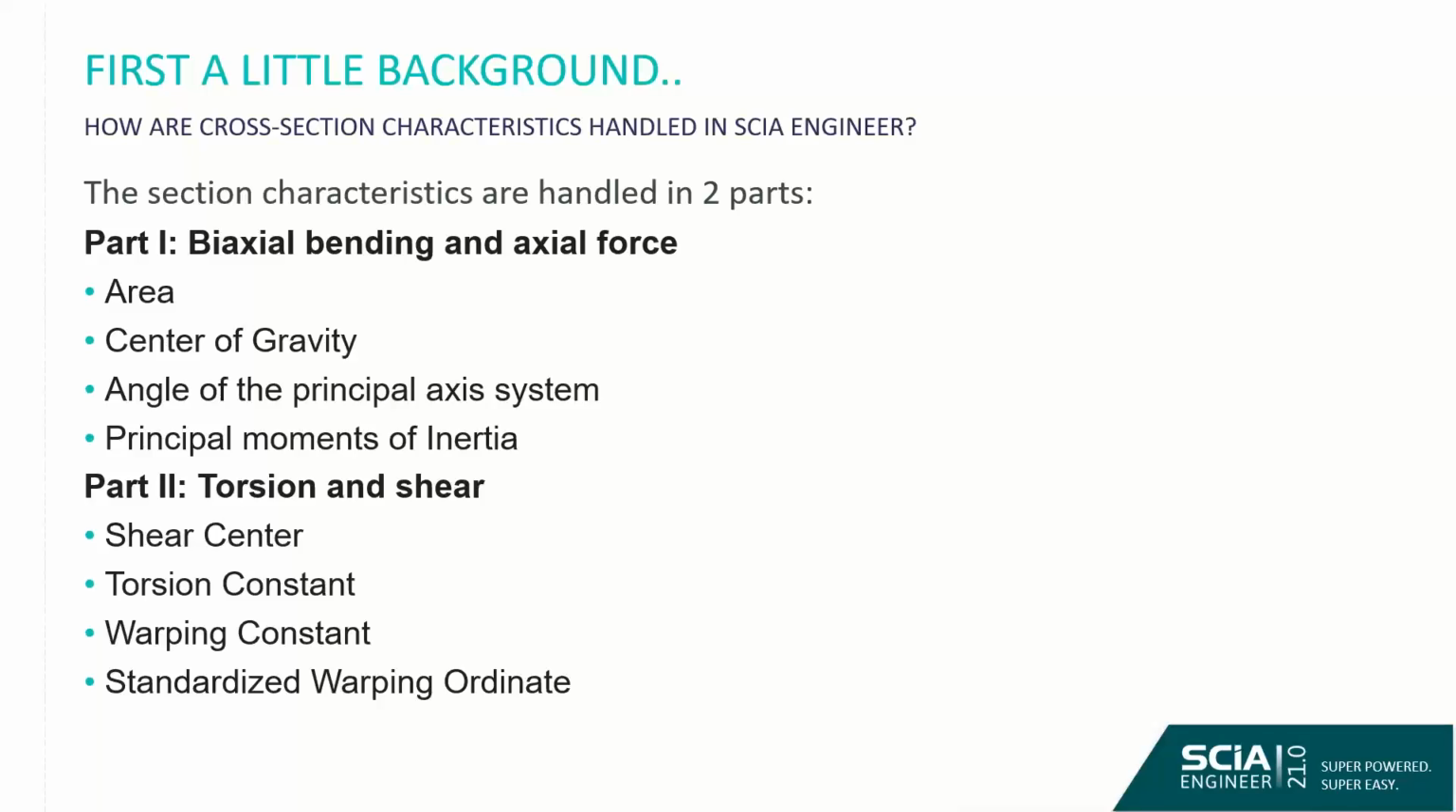Then we have a second part of the calculation, which is about torsion and shear. And these ones actually require a little more attention. There are different methods to calculate and obtain these values for sections. And we're talking now about the shear center, the torsion constant, the warping constant, and then the warping stresses and torsion stresses inside your section.